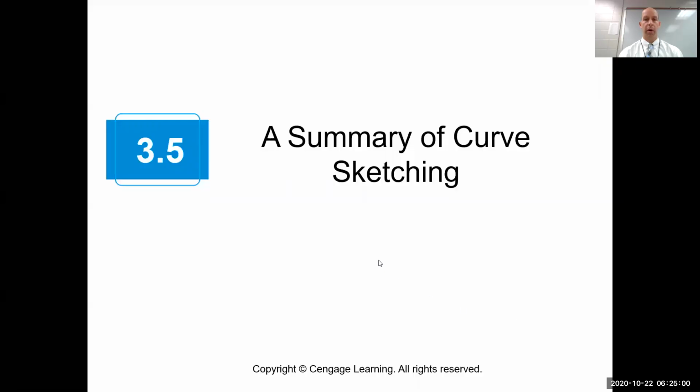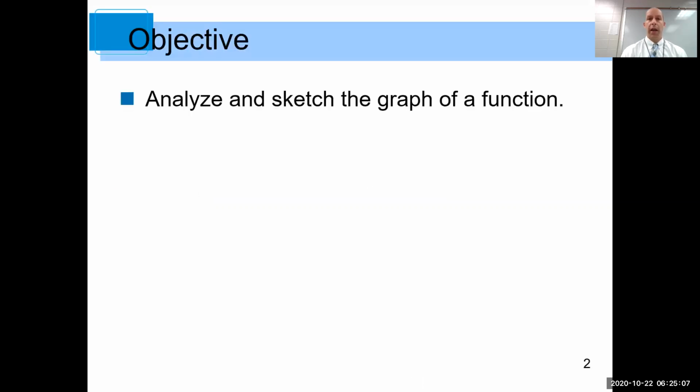Hello, this is Mr. Allen, and today we are going to continue our discussion of Chapter 3. We are going to be looking at Section 3.5, which is on curve sketching. Our objective here is to analyze and sketch graphs of a function.